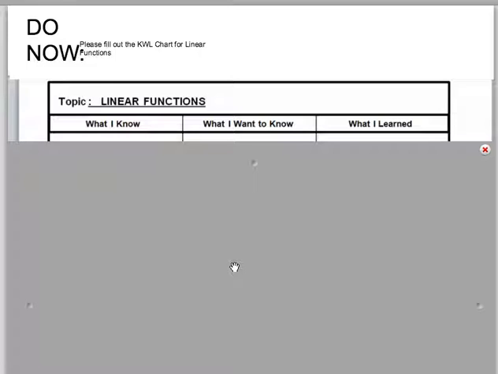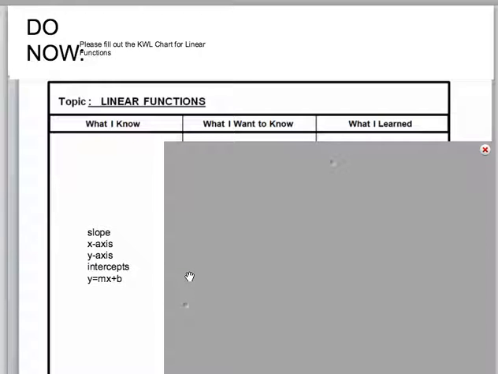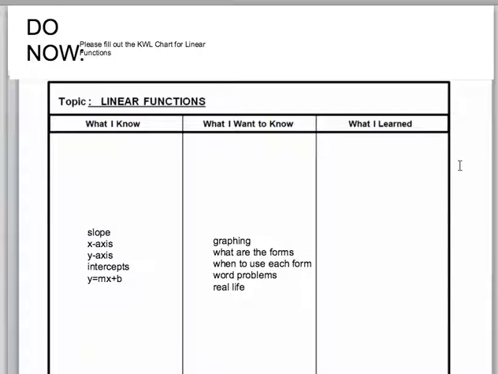Now that you've done that, you should have some things in the what you know portion of the chart, like slope, the x-axis, the y-axis, intercepts, and y equals mx plus b, which is slope-intercept form, and you've used this before. What you want to know, hopefully you have some things like graphing, what are the forms, and when to use each form, and that you want to learn how to put it to word problems and real life. These are all going to be some of the things that we're going to be learning.